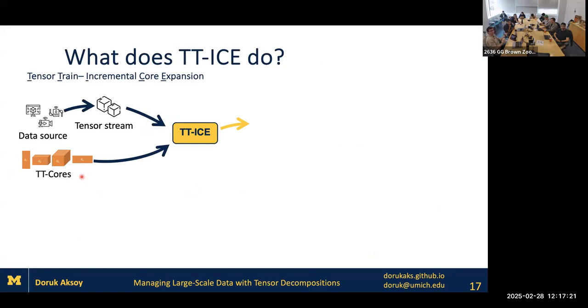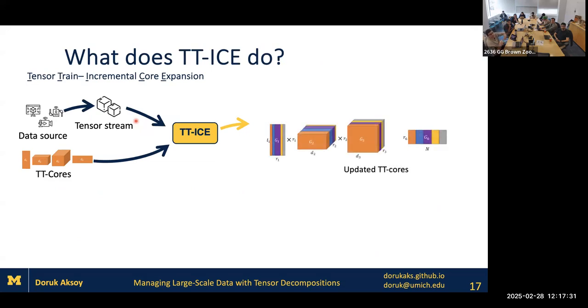They may be trained using the TT-SVD algorithm or a previous step of TT-ICE. Given a tensor stream, the TT-ICE algorithm updates the TT cores with new basis vectors and new orthogonal slices, so that only the necessary and missing information is added to the representation, and therefore maintains bounded rank growth.